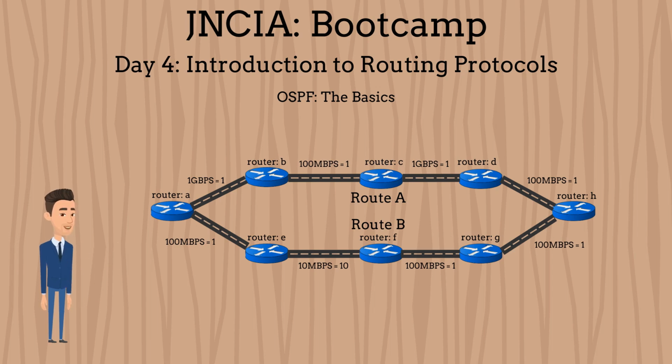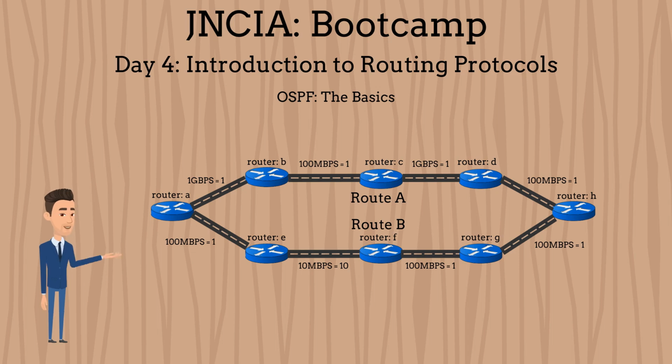If we use route A, the packet initially goes from router A to router B at a cost of 1. It then goes from router B to router C at a cost of 1, equaling a cost of 2 altogether. It then goes from router C to router D at a cost of 1, equaling a total cost of 3 so far. The final hop is from router D to router H, also at a cost of 1, equaling an actual route total cost of 4.